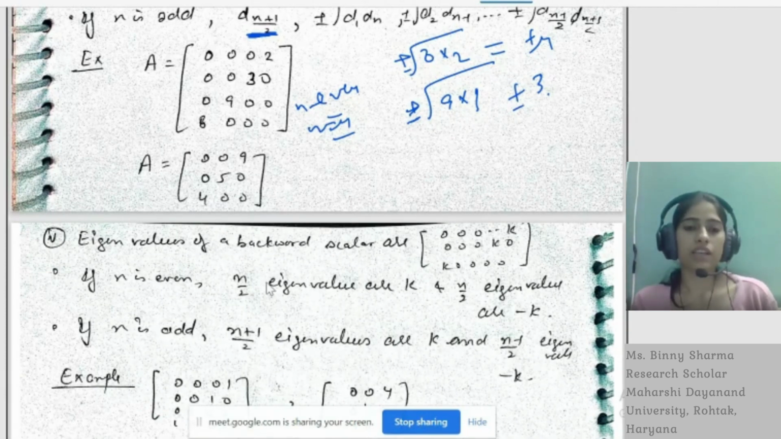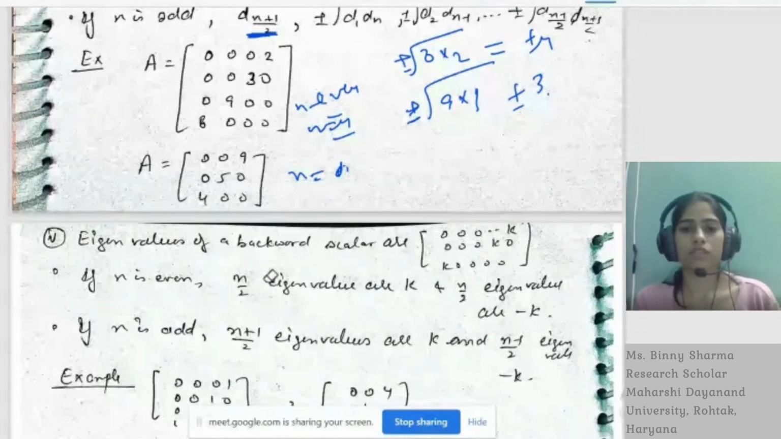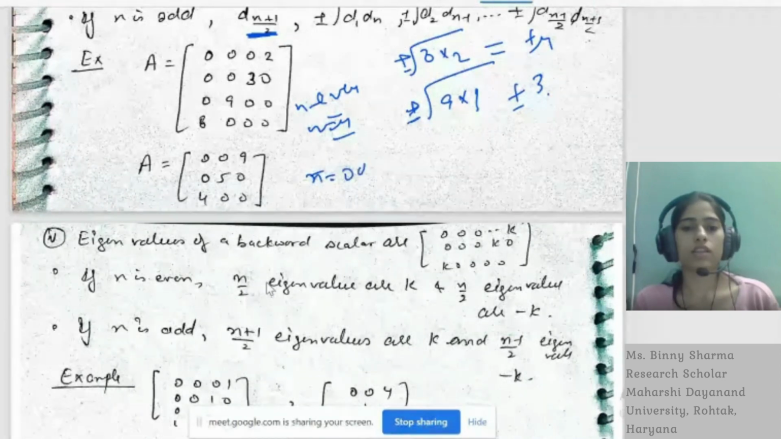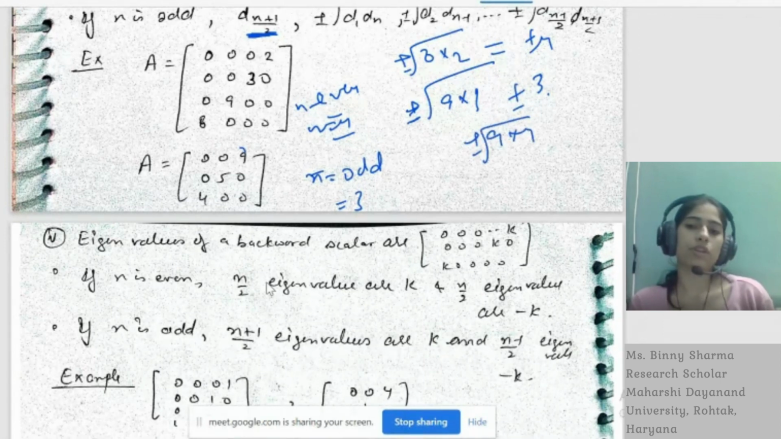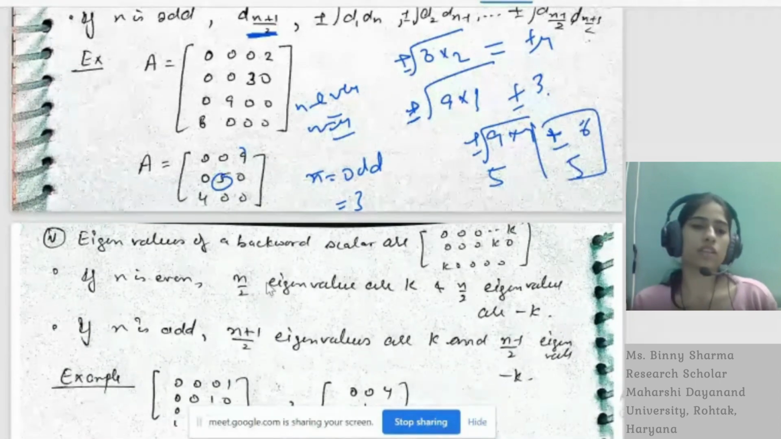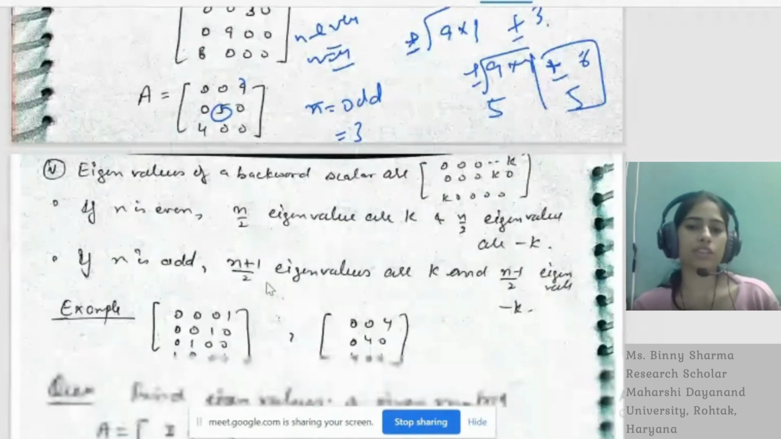Similarly, here n is odd, that is 3. So plus minus 9 into 4 under root, and 5 as it is. Plus minus 6 and 5. So in this way we can find out the eigenvalues of backward diagonal matrices.